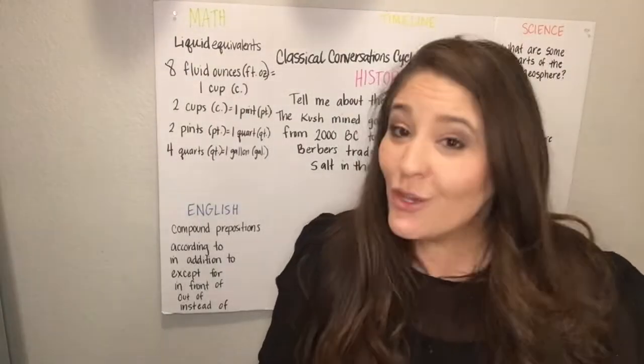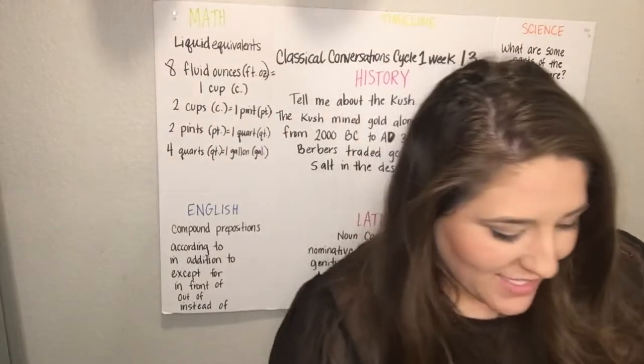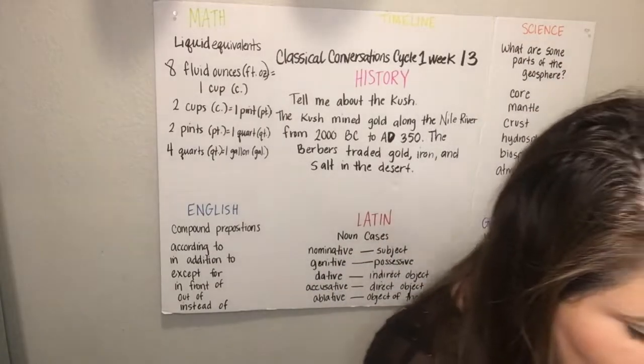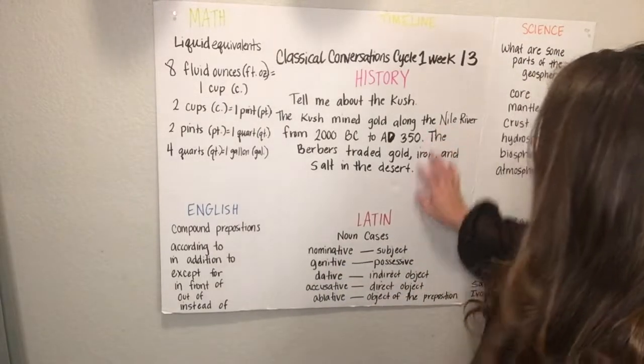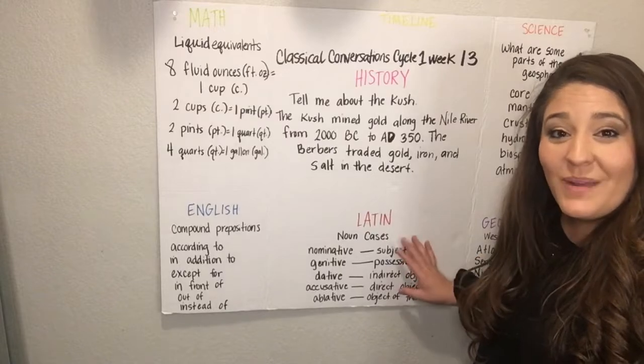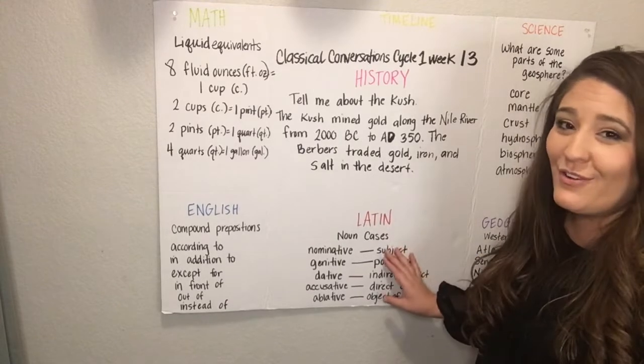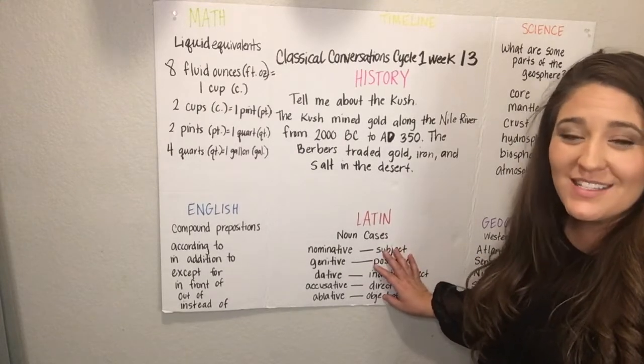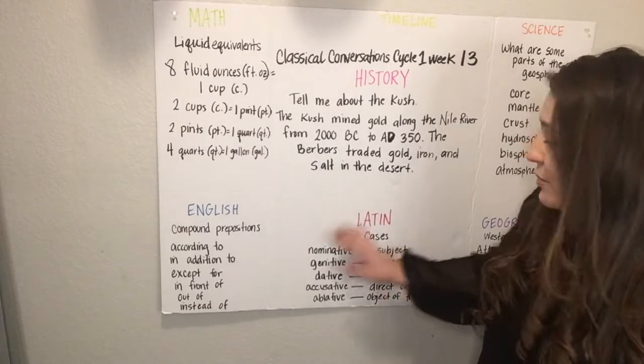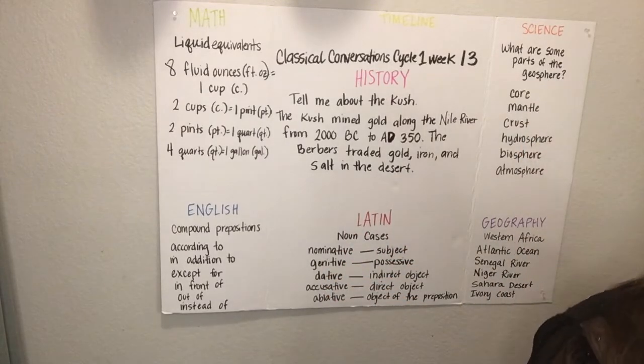And that was about the Kush. All right, so this next one that we're going to do is, we're going to jump to Latin noun cases. We did Latin noun cases the very first week of Classical Conversations CC Cycle 1. And so we're repeating our Latin noun cases. So let me grab that so you can see.